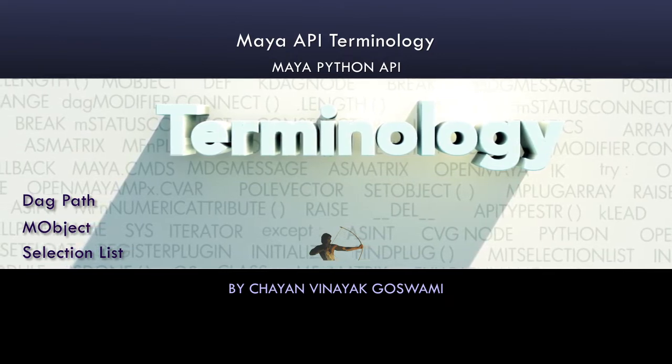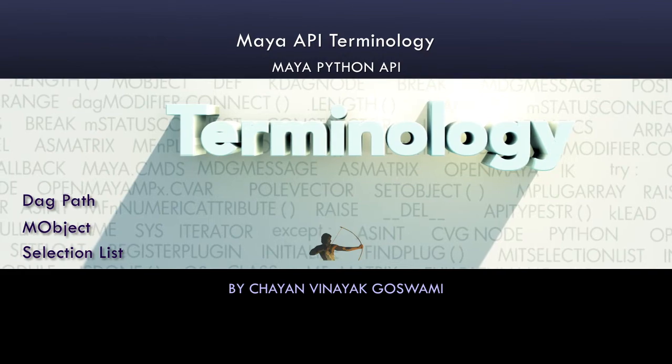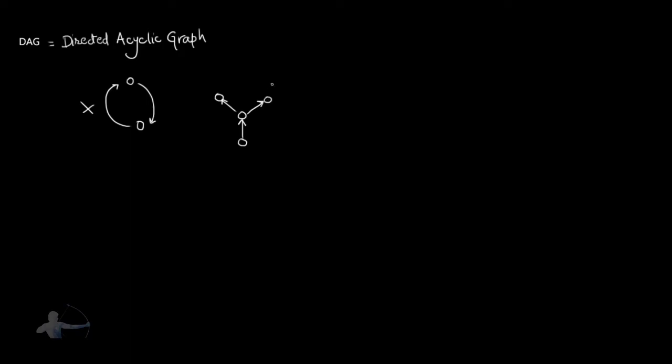So the first term here we are going to understand is DAG, and the majority of the Maya scene architecture is based on DAG. DAG stands for Directed Acyclic Graph. A graph that is directed and there is no cycle in it. A rooted tree is one of the best examples of a directed acyclic graph.